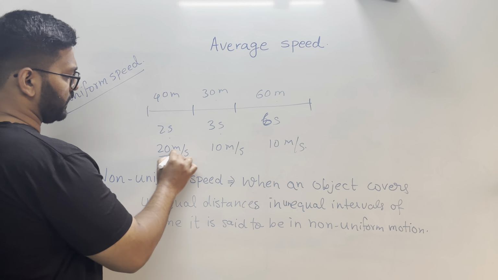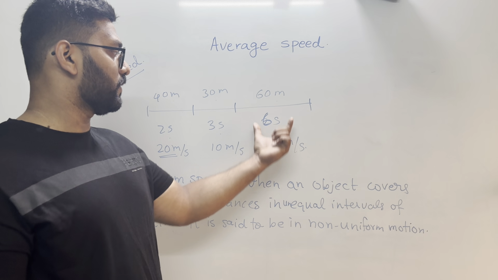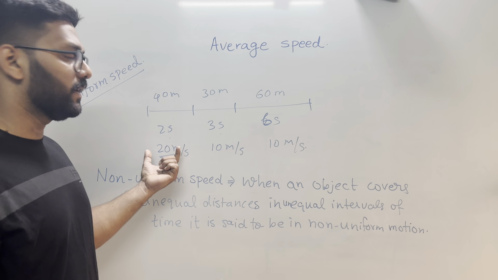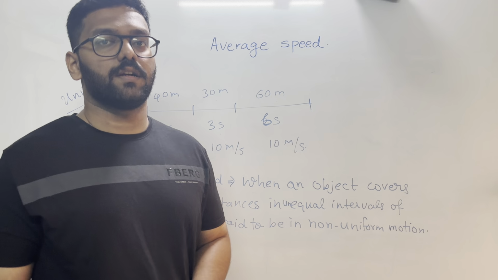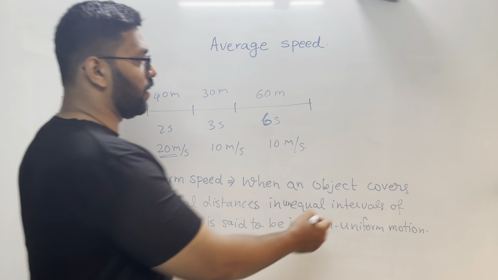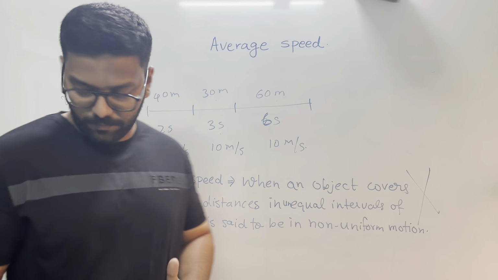All of the speeds are not equal. In this interval it is 10 meters per second, in this interval 10, but here it is 20. So this is a non-uniform motion. So this definition seems to be correct, right? But it is not actually correct. Why? I will tell you that in a minute.